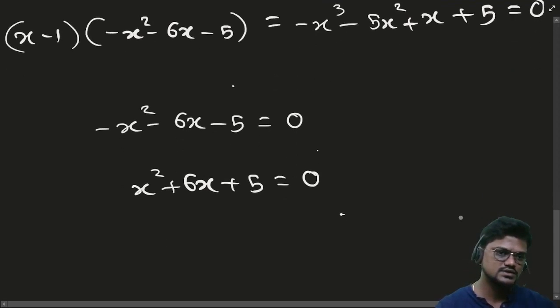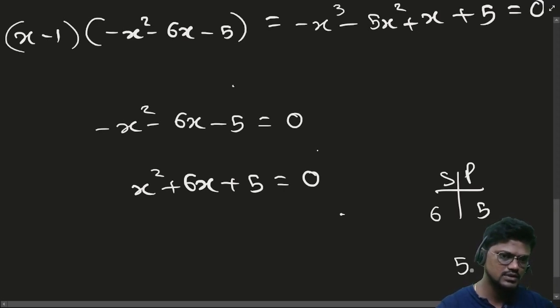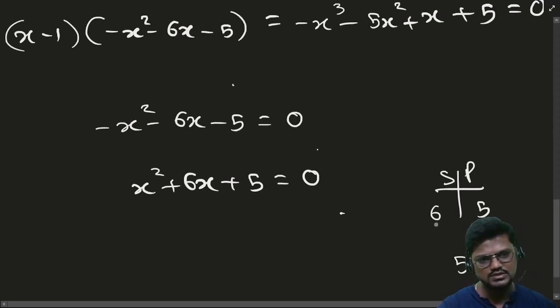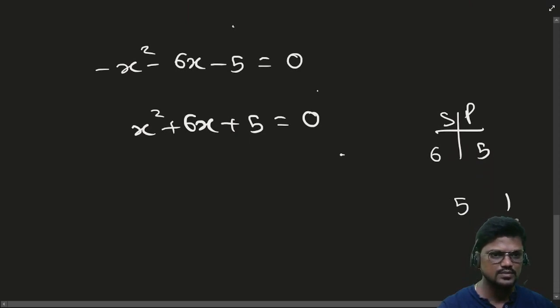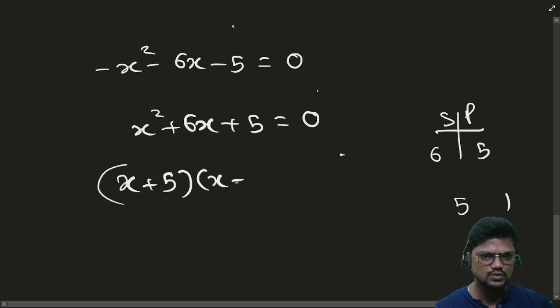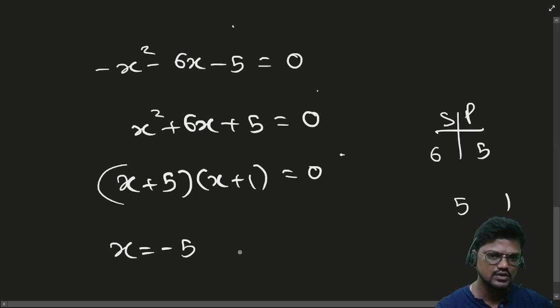Now if you solve this, the sum required is 6 and the product required is 5. So 5 and 1 are the numbers, since 5 into 1 is 5. So what do you get? x plus 5 and x plus 1 equals 0. The other factors you get are x equals minus 5 or x equals minus 1.